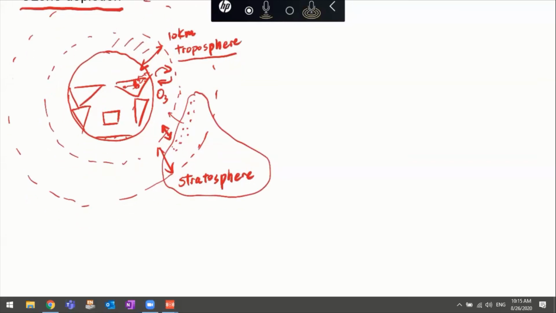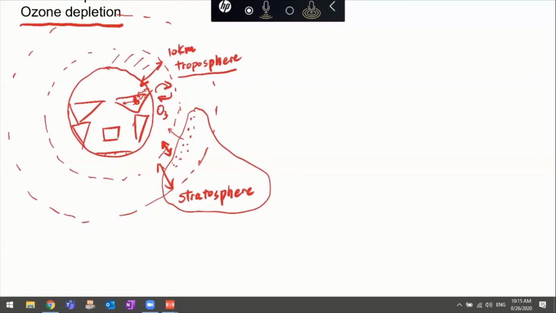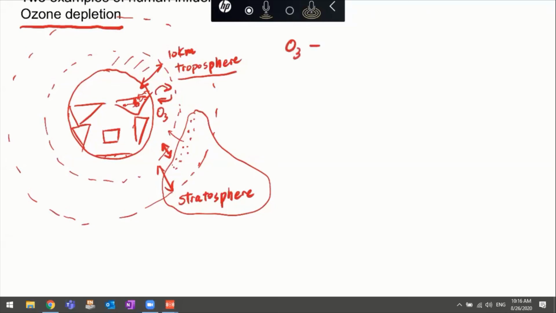So ozone in this layer is very helpful to human beings because it acts as a layer to block all the UV light, all the high energy solar light that's radiating onto the surface of the Earth. So what happens is ozone will react with the photon, mainly in the ultraviolet radiation. Then it's going to dissociate ozone into oxygen radical and oxygen, and then this oxygen will react with oxygen radical again to form ozone plus heat.